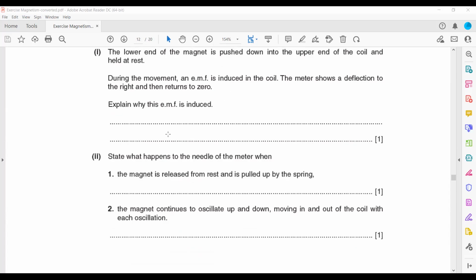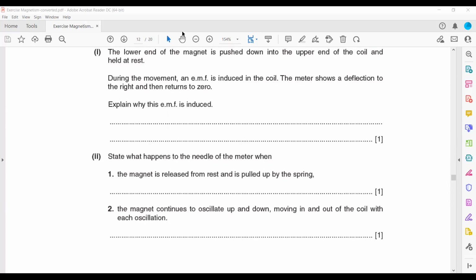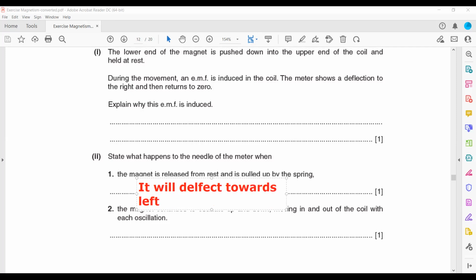So the answer here: the magnet is released from rest and pulled up. So what will happen to the needle? It will deflect towards the opposite direction. You can mention that initially it was toward the right, so it will deflect towards the left hand side.